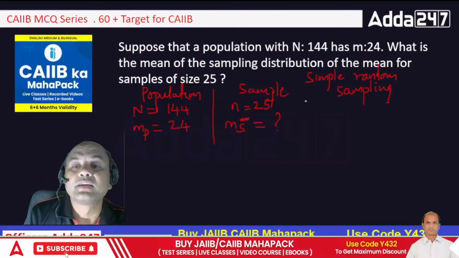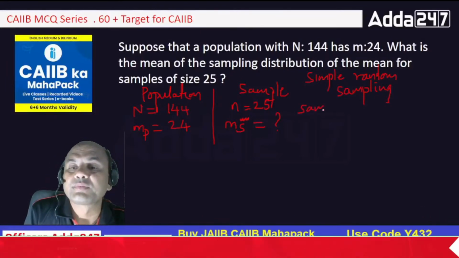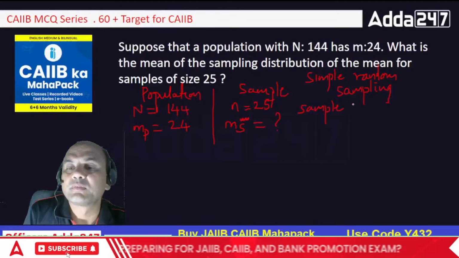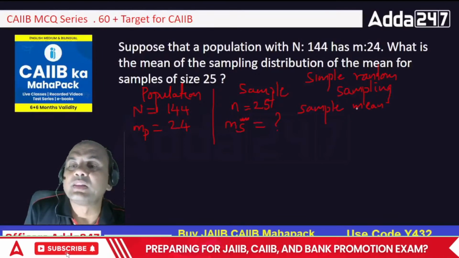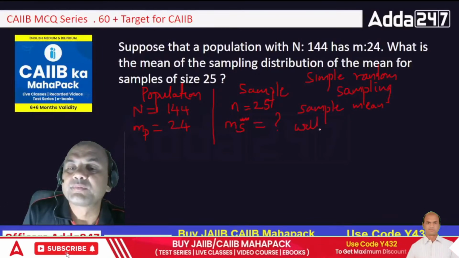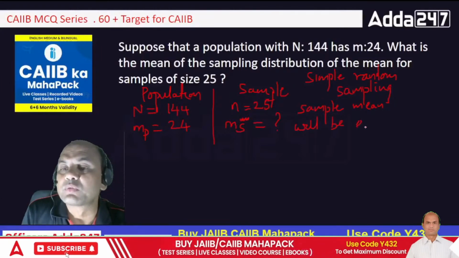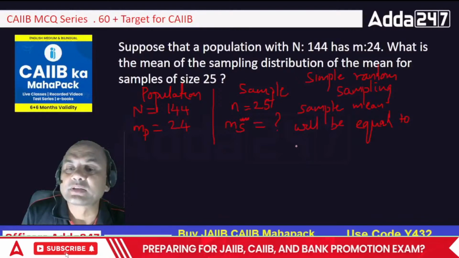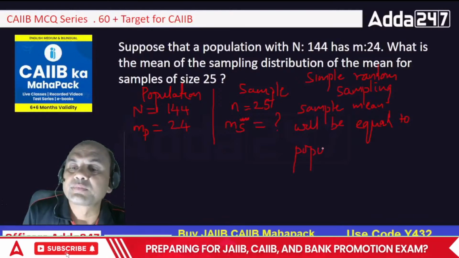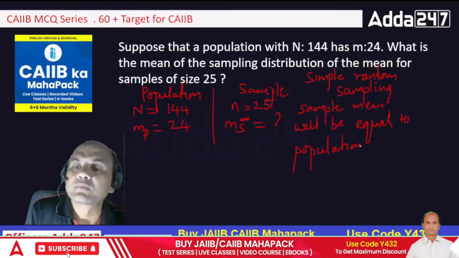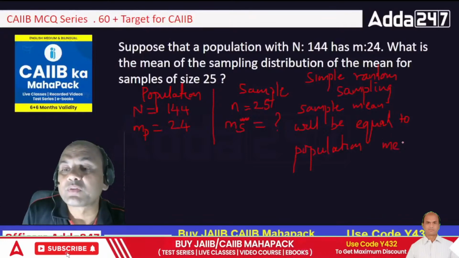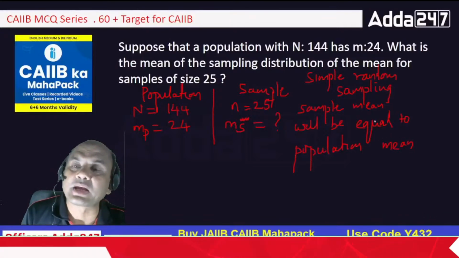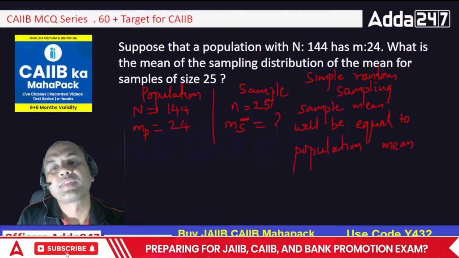Very important part. Sample mean will be equal to population mean. That is the beauty of simple random sampling. That's why simple random sampling is very important.